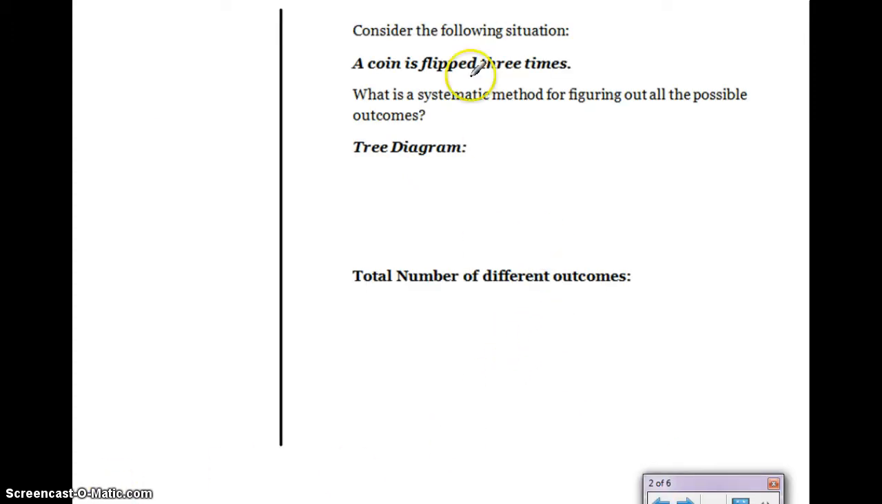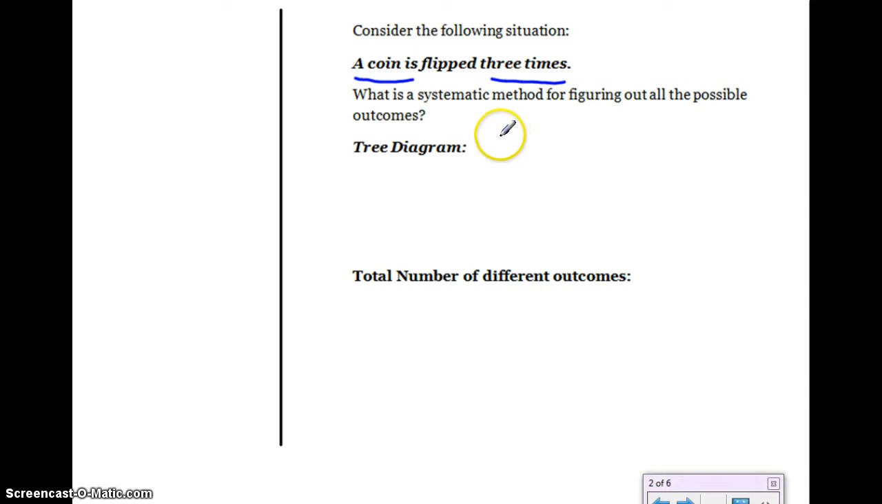All right, so to get started, we're just going to consider a very basic scenario where a coin is flipped 3 times. And we want to try to think of a systematic way of figuring out the possible outcomes. So, for example, if I flip a coin 5 times, what do you think the probability would be of it landing on a head versus a tail, right? So one way you can do it is with a tree diagram. You've probably done this several times before.